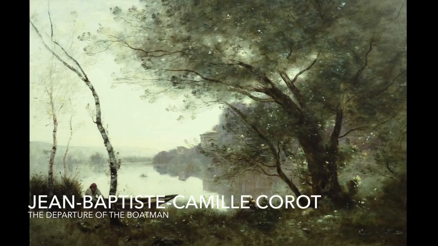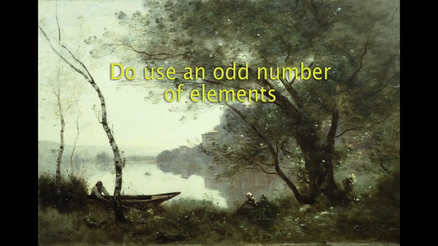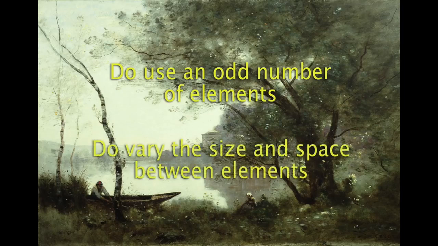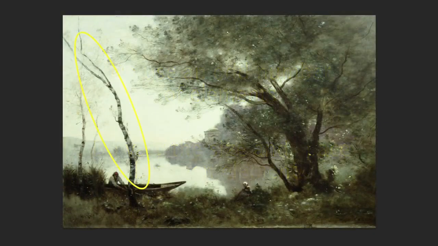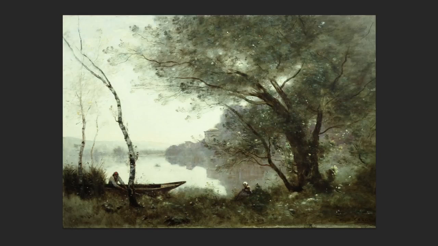Now, here are 2 helpful do's that you might want to keep in mind. The first one is, try to use an odd number of elements, especially if your elements are going to be very obvious. The second one is, remember to vary the sizes and the space between the elements. Think unity with diversity. In the painting we're looking at, Corot does a fantastic job varying his elements and still maintaining unity.